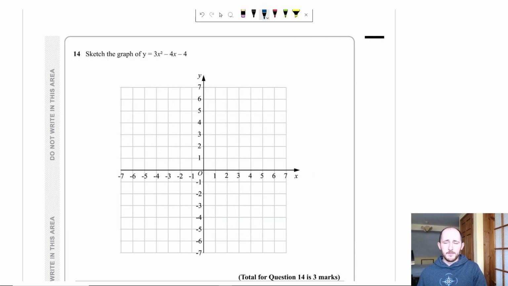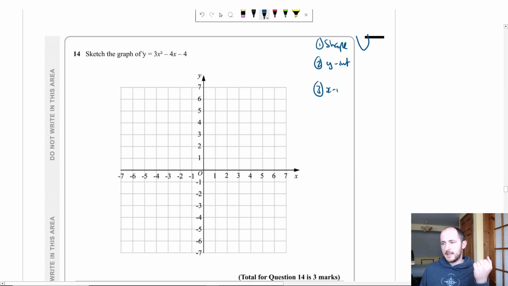But in this case, we are not going to be using that. Instead, what we're going to be doing is sketching. So what do you need for a sketch? There are 3 things, right? And that's why you get 3 marks. They're looking for 1, the shape. It's a positive quadratic, which means it's going to be a U shape, happy face. 2, the y-intercepts. And 3, the x-intercepts.